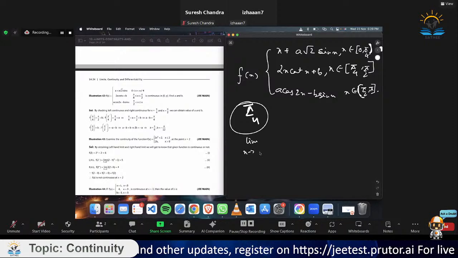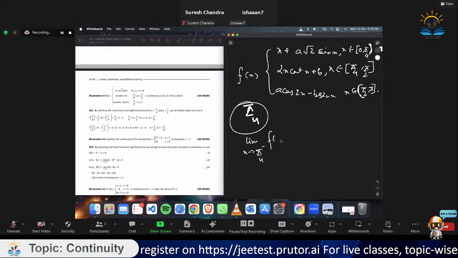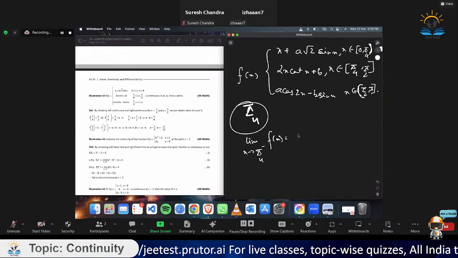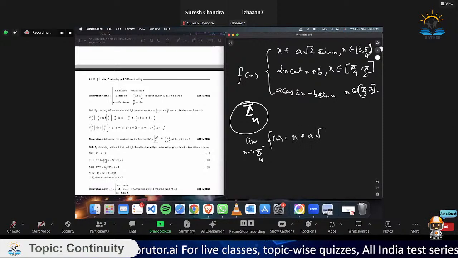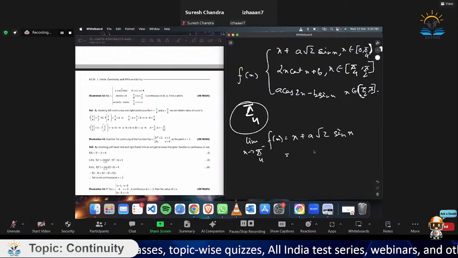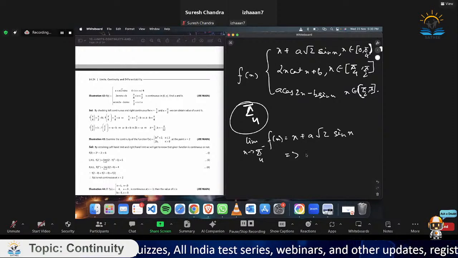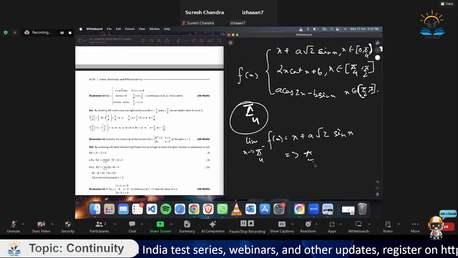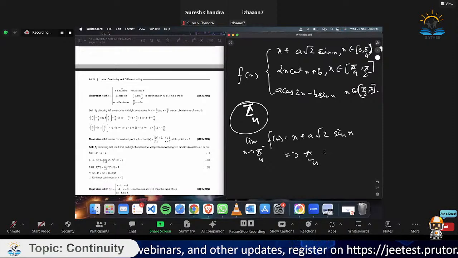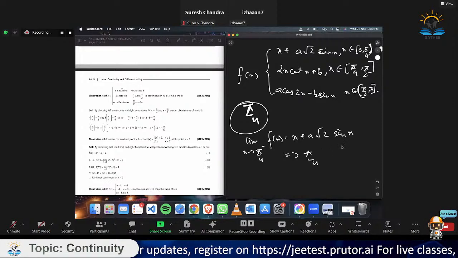Limit x tending to pi by 4 from the left hand side for f(x), क्या होगा? इनमें से कौन सा चूज करूँ मैं? This one or this one? Pi by 4 negative, it will be this one, right? So I will get x plus a root 2 sine x, है ना? And by putting the values for it, I'll get pi by 4 plus a. So that is the limit as x tends to pi by 4 minus.